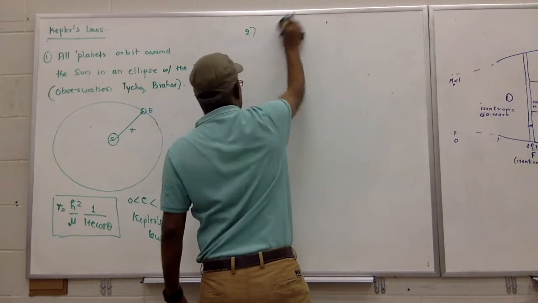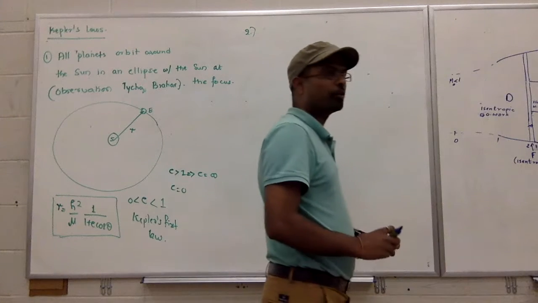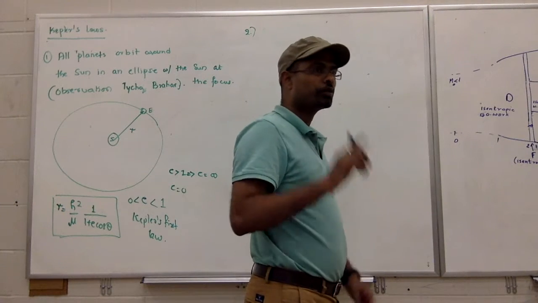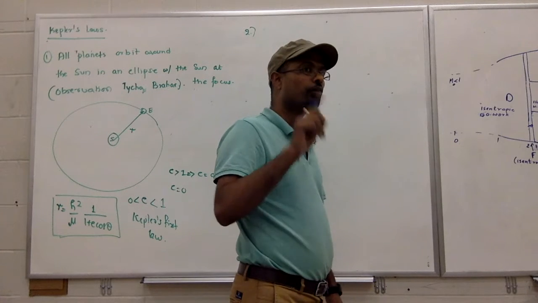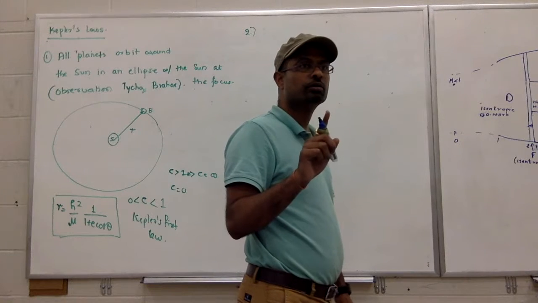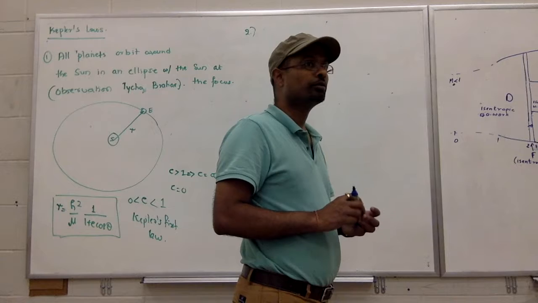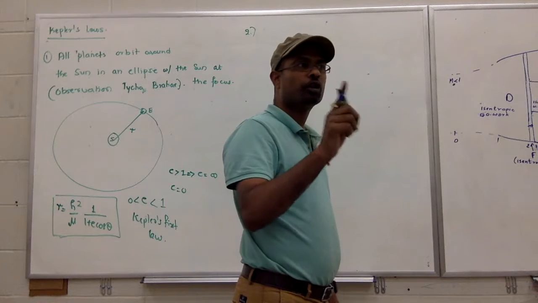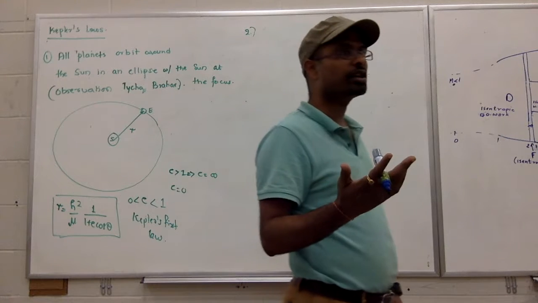What was Kepler talking about with regards to orbiting body? When he said orbiting body, he was only talking about planets. He only made his statement for planets. He didn't even include satellites or moons. He was only talking about planets. Did we even imagine satellites during that time? No.